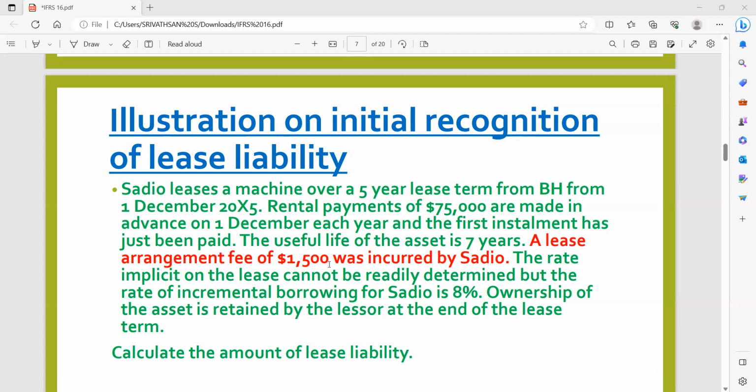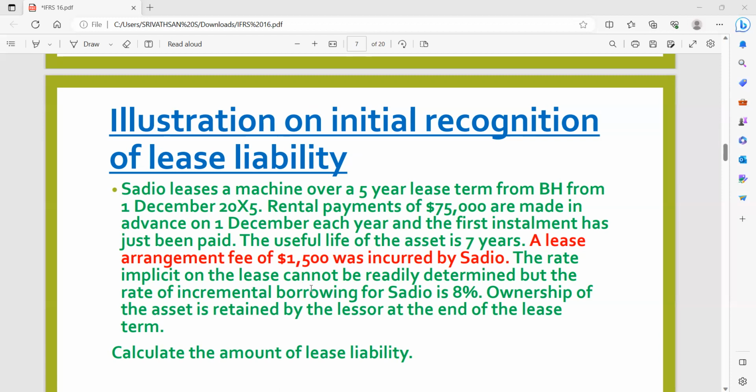A lease arrangement fee of $1,500 was incurred by Sadio. You just ignore it for now. This is not useful in this question, but we will use it later. We will use it while calculating the right of use asset. For now, you just ignore it. That's why I put them in the red color.